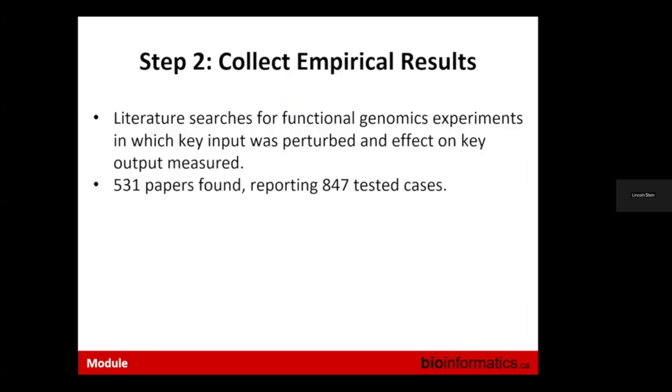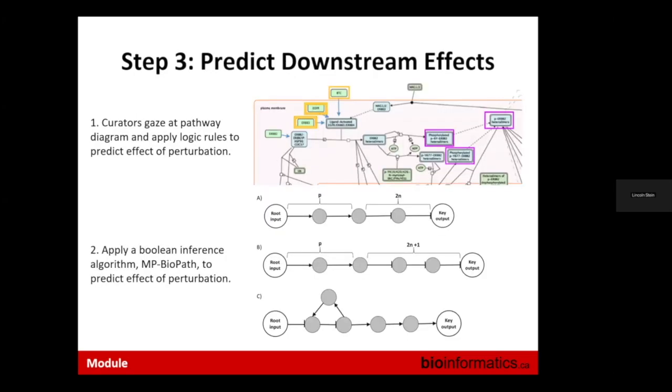Okay. And then we did curation of 531 papers and found 847 well-tested cases which had replicated. So we have a gold standard set of perturbations. Okay, and then in a blind fashion, we did two experiments. One was we had Reactome curators gaze at the pathway diagrams and try to figure out from what happened, what we would predict the target gene would do.